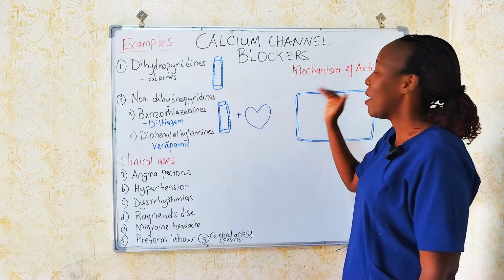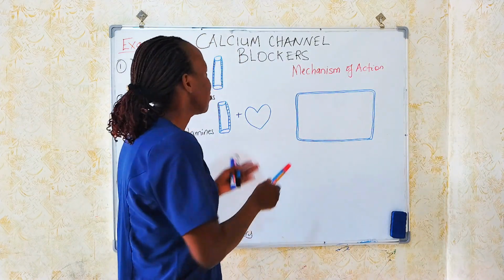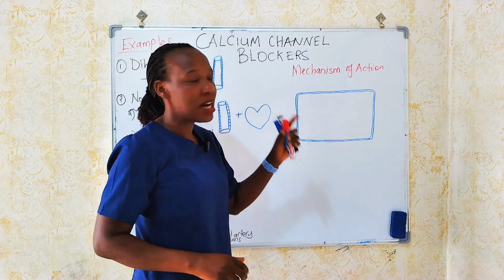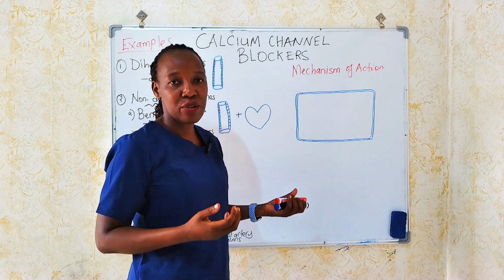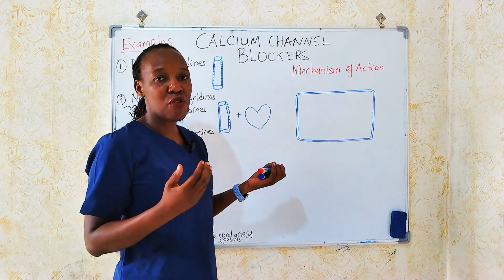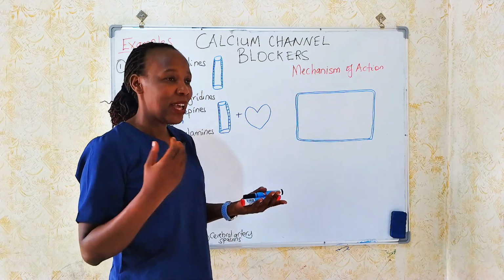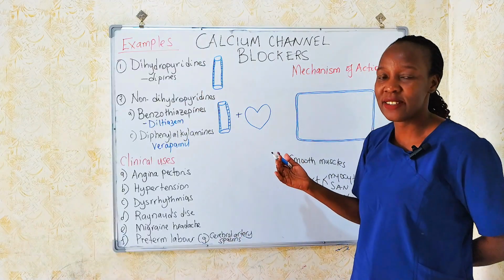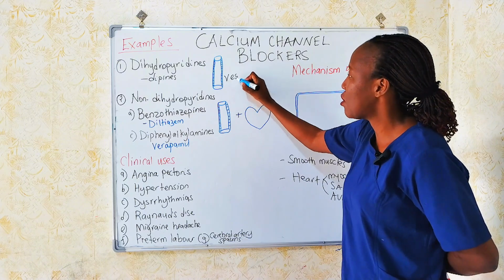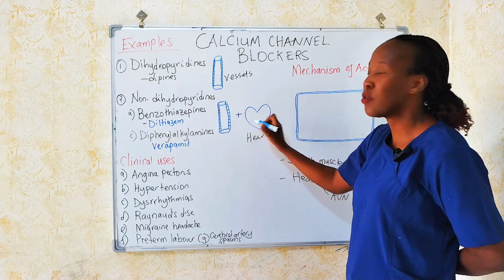Starting off with the mechanisms of action. How do calcium channel blockers work? First of all, these drugs can also be called calcium entry blockers or calcium channel antagonists. And like their name sounds, they are going to block the entry of calcium, and resultantly, they are going to reduce the amount of calcium in the cell. What are the targets of action of calcium channel blockers? So the targets would be the vessels, and then it will also be the heart. Okay, the vessels and the heart.